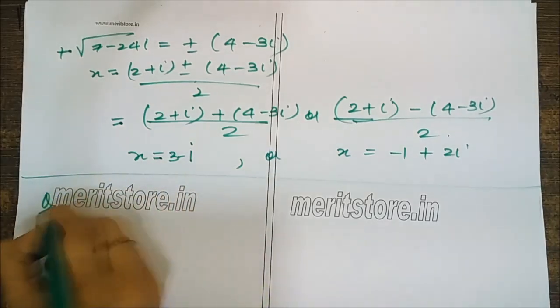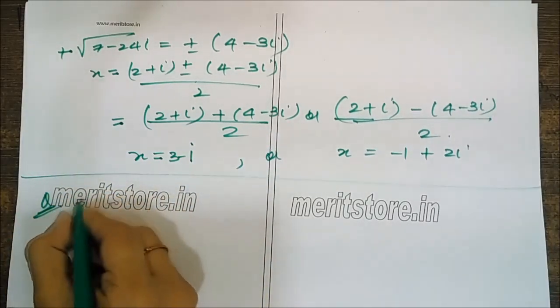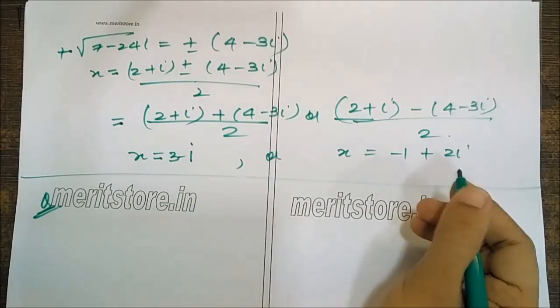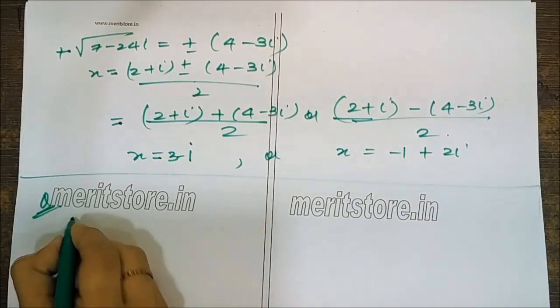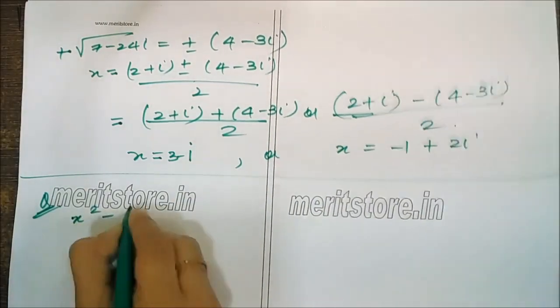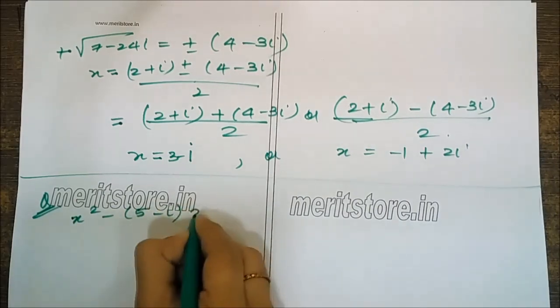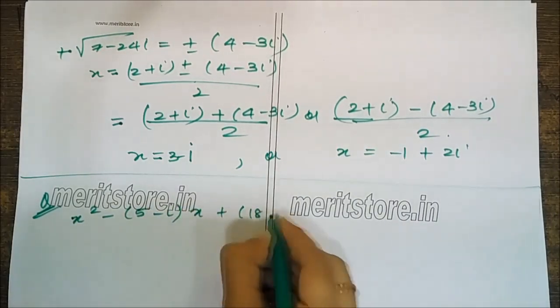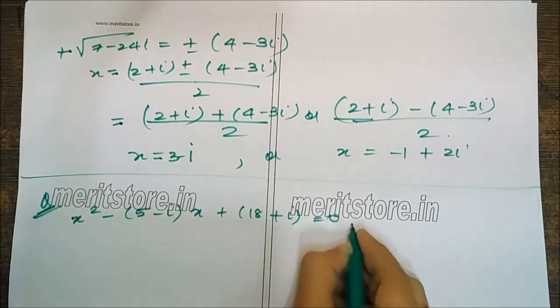One more question. Let's say x square minus 5 minus i times x plus 18 plus i equal to 0.